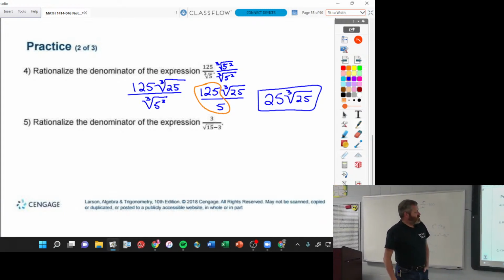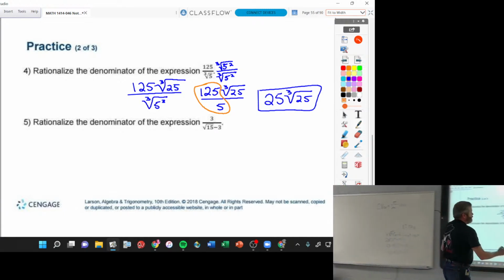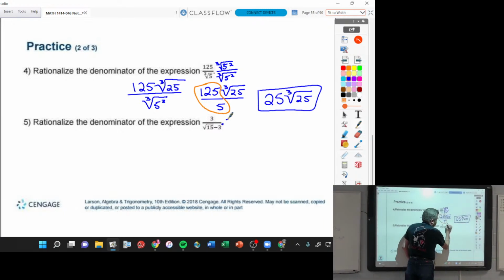Number 5, rationalize the denominator. I do have a binomial in the denominator, so I'm going to have to multiply by the conjugate. So the conjugate of this is going to be the square root of 15 plus 3.